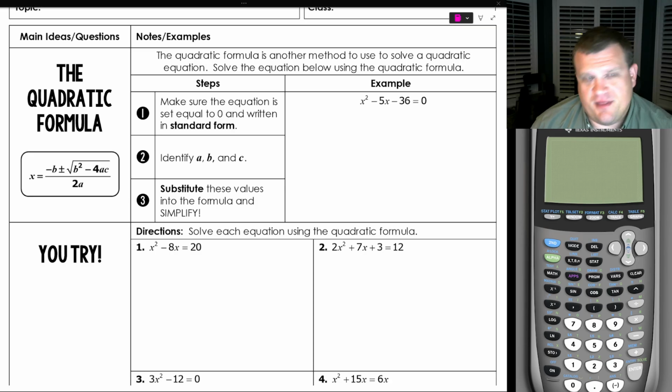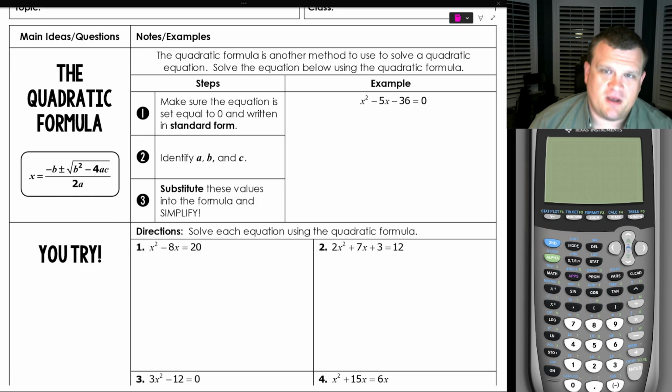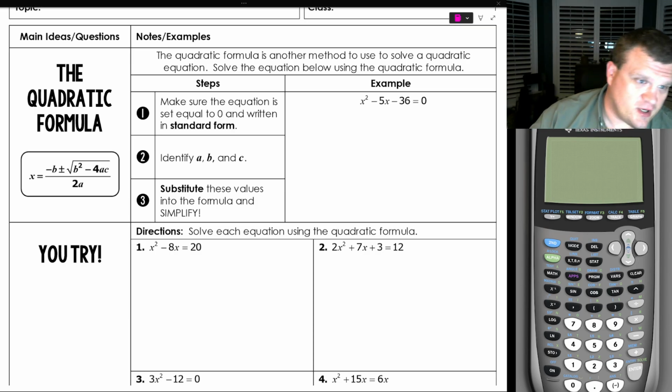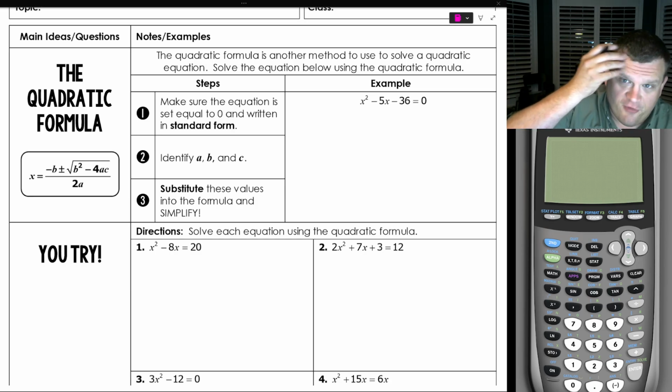This is our last method that we're going to talk about for solving quadratics. And I call this the silver bullet. I call it that because this will always, and I do mean always, work. You can always solve a quadratic with this, even in the future when it has imaginary roots. Okay, this is a bulletproof method. All right.